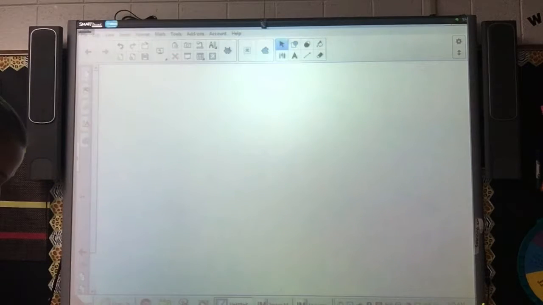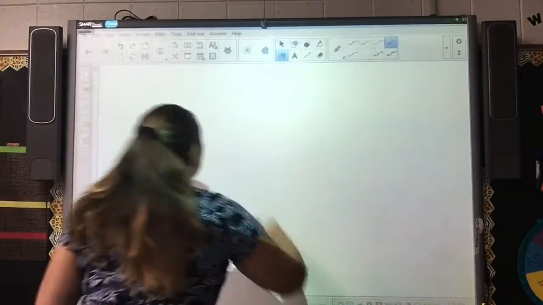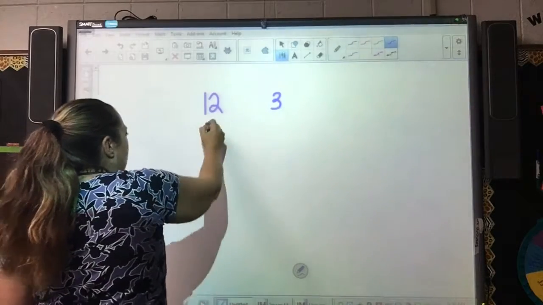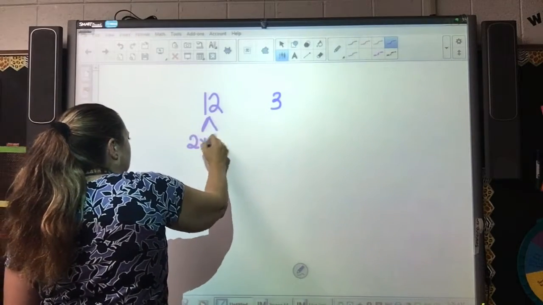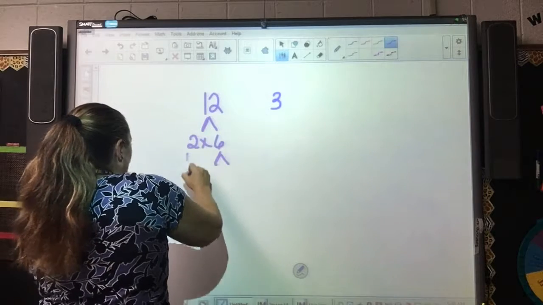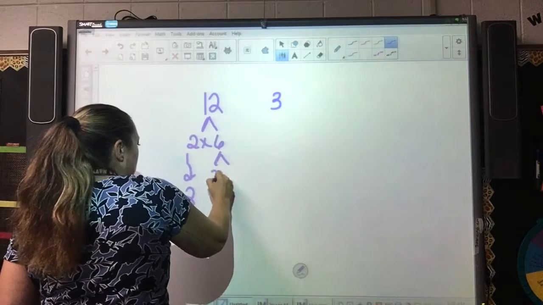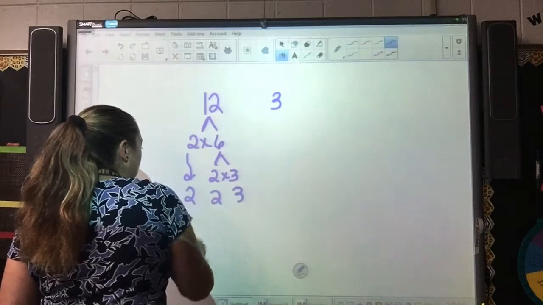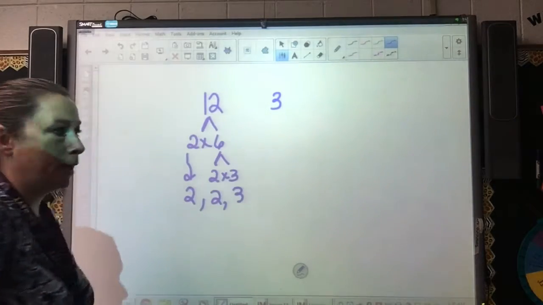Let's try 12 and 3. Okay. All right, 12 will break down. Again, you could have done this 3 times 4 if you wanted to. Any way you go, as long as you get to the factor pairs of 2, 2, and 3, you're there.